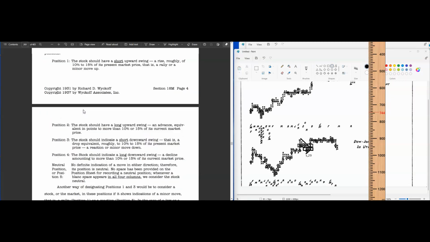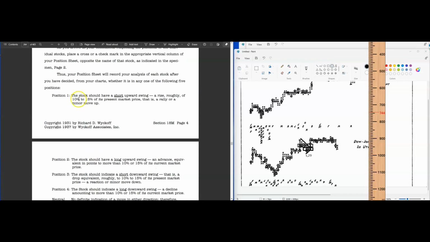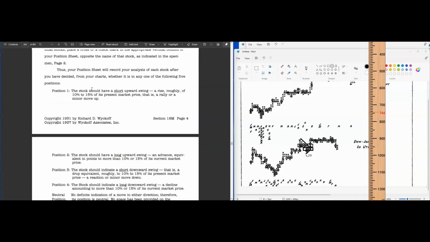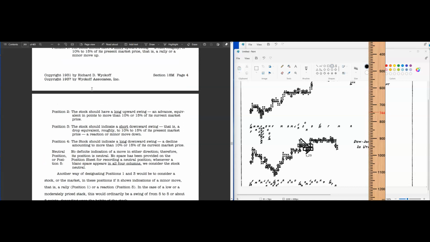Okay, here you go. Here are the positions. Position 1, the stock is going to have a small up move, about 10 to 15%. All right, so it's basically a rally to a higher high. All right, position 2, it's going to have a bigger move, more than just a rally. Maybe it's going to go from sideways trend to an uptrend, or sideways trend to a downtrend. Big move. Big move is the key word. Position 2, big move.